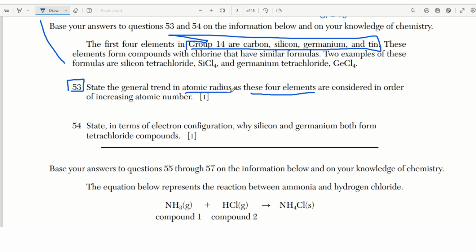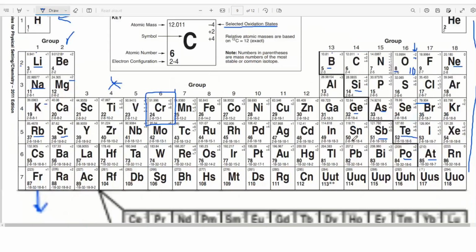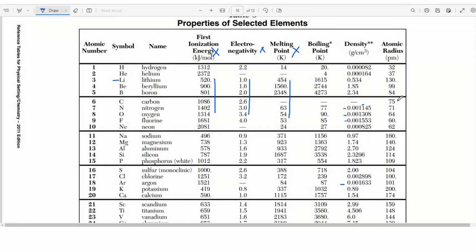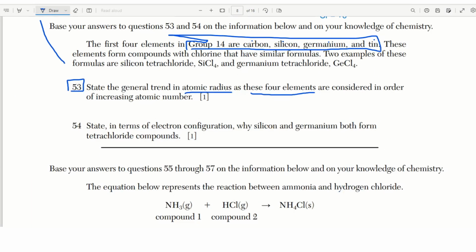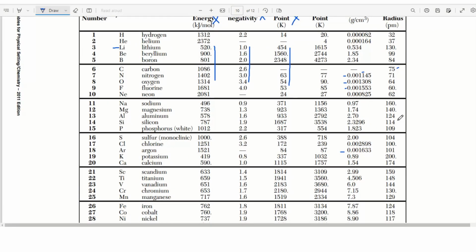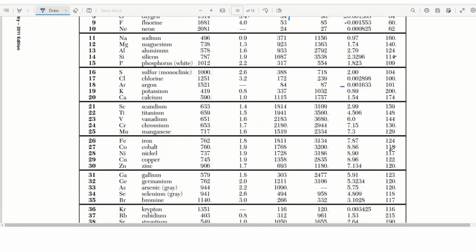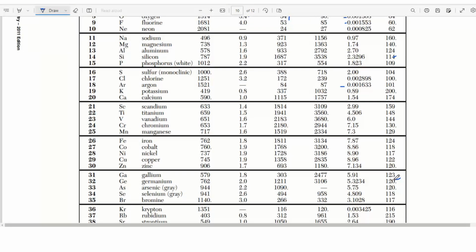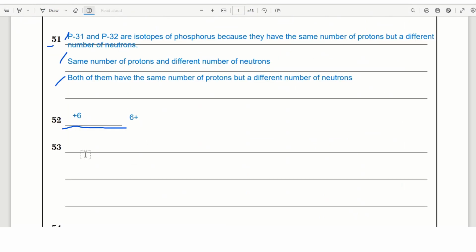So atomic radius is on table S, and I need to look at carbon, silicon, germanium, and tin. All right, so let's go to table S. Atomic radius is the last one, so carbon and silicon, germanium. Let's see what we got going on so far. Okay, so we have 75 to 114 to 120. So what is the general trend that is happening?